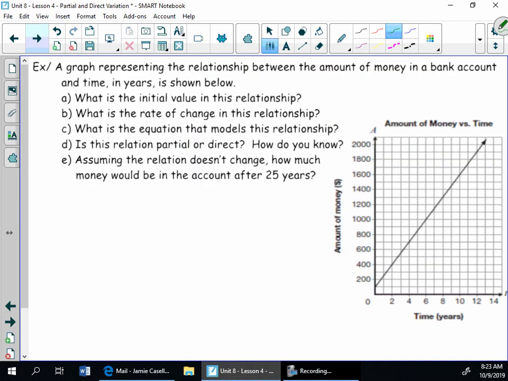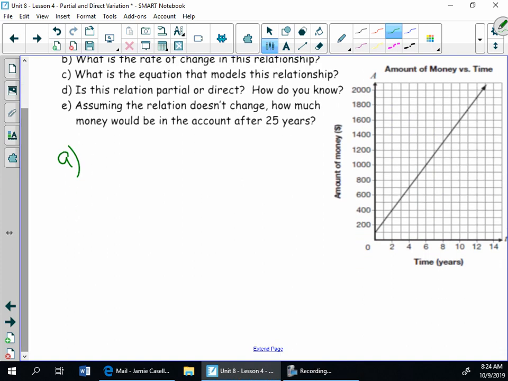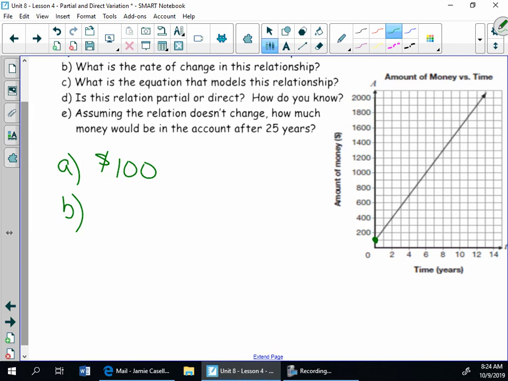Okay, let's take it and put it all together now. So we have a graph. We talked about graphs, we talked about tables. This graph represents a relationship between the amount of money in a bank account and time in years. So what is the initial value? This is what we've always done. My initial value is the first point on my graph, when the number of years is 0. In this case, it's $100.